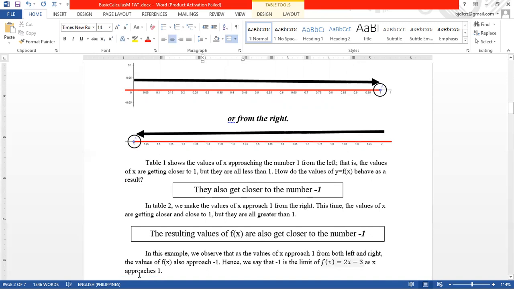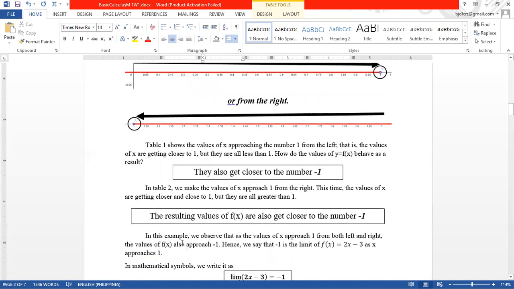So the values of f of x also get closer to the number -1. So in this example, we observe that as the values of x approach 1 from both left and right, the values of f of x also approach -1.